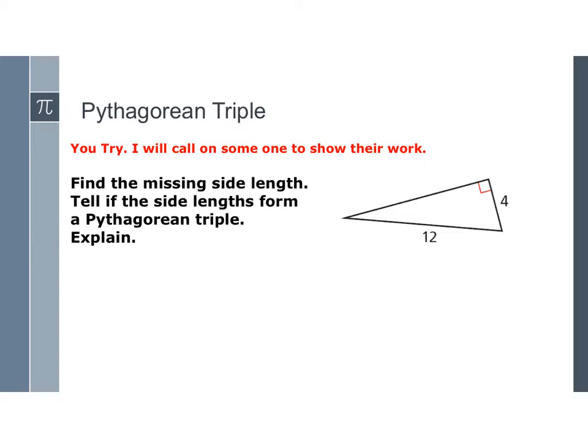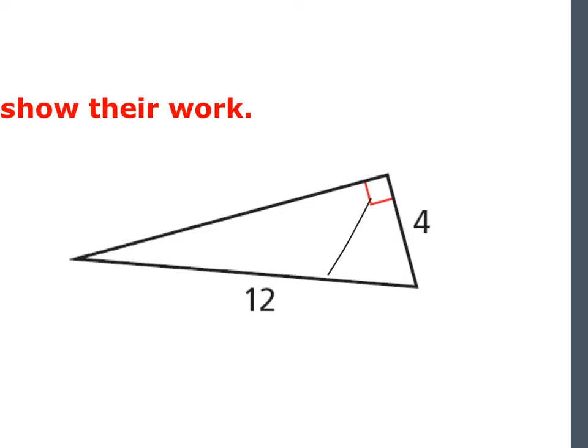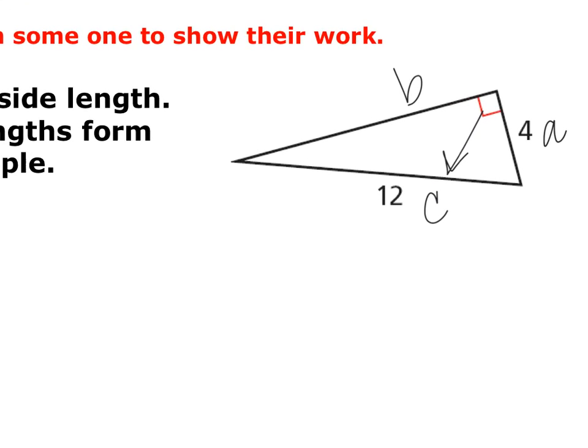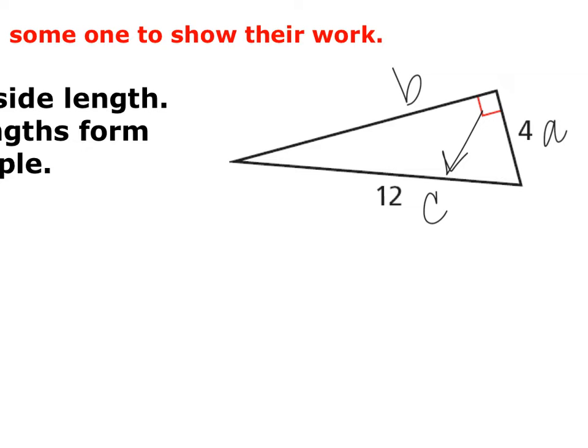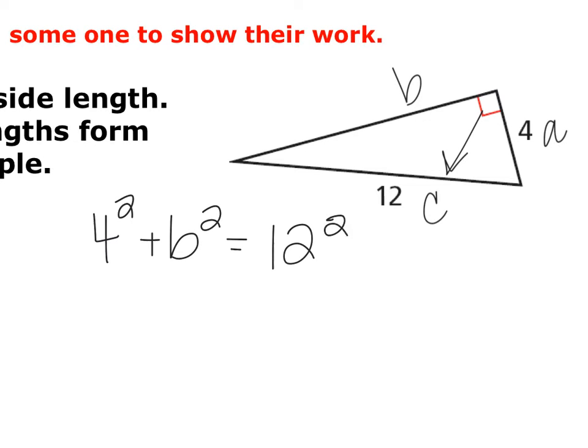Next one, find the missing side length. Tell if the side lengths form a Pythagorean triple. So let's go ahead and label our triangle. Side across is c. So I know that this could be a. So it looks like we're going to solve for b this time. So I can't really skip steps for you here. So 4 squared plus b squared equals c squared. Okay, so 4 squared is 16 plus b squared equals 144.